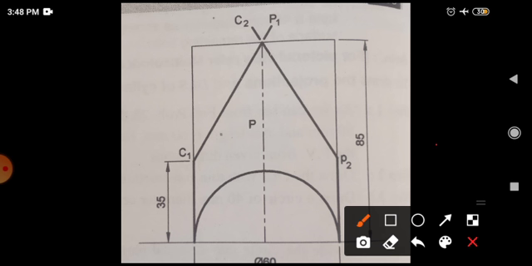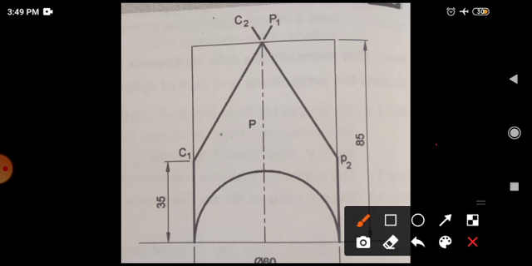So first, let's take an example in which we have to develop the surface of a cylinder. We have to develop the surface of a cylinder, where cuts are shown in the figure. Let's see.